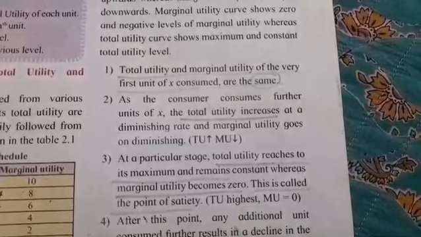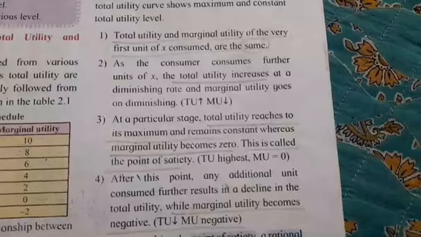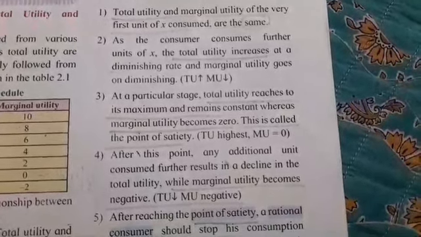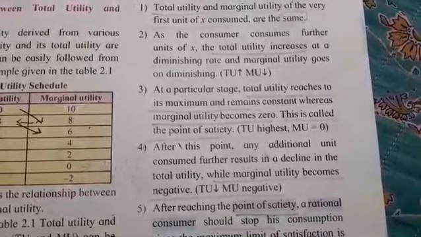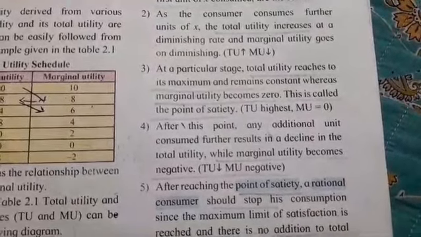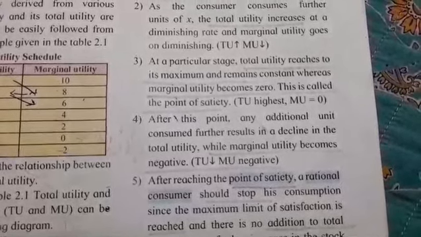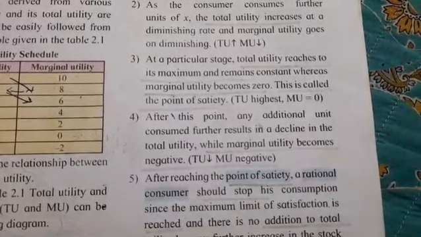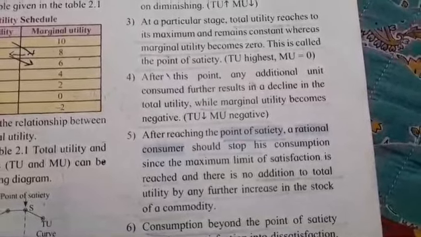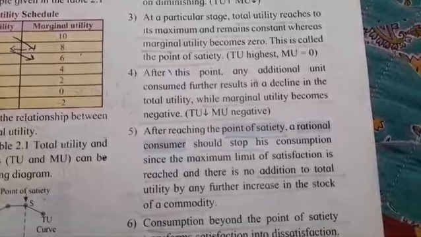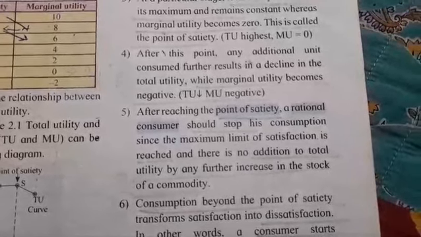The marginal utility curve shows zero and negative levels of marginal utility, whereas the total utility curve shows maximum and constant total utility level. First, total utility and marginal utility of the very first unit of X consumed are the same. Second, as the consumer consumes further units of X, the total utility increases at a diminishing rate and the marginal utility goes on diminishing. Third, at a particular stage, total utility reaches its maximum and remains constant, whereas marginal utility becomes 0. This is called the point of satiety.